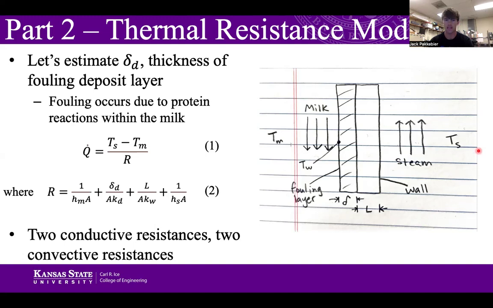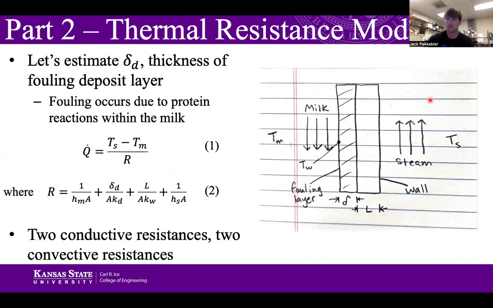I wanted to observe how this deposit layer affects heat transfer. But first of all, let's estimate this deposit layer thickness by using our thermal resistance model or a circuit analogy. So with the circuit analogy, you have your Q dot, which effectively acts as the current throughout the circuit, where your temperature difference would act as the voltage difference, and then resistance would be analogous to resistance itself. And then our resistance is labeled here.